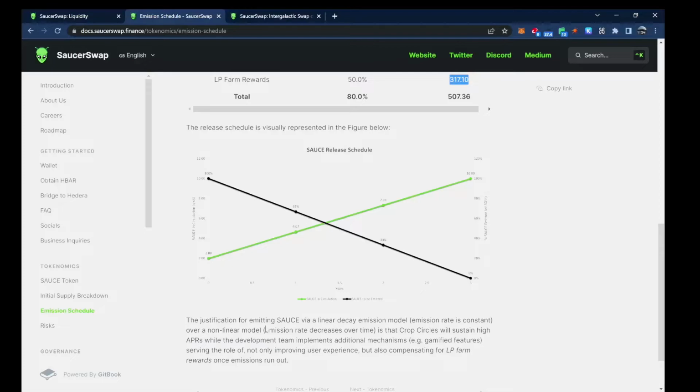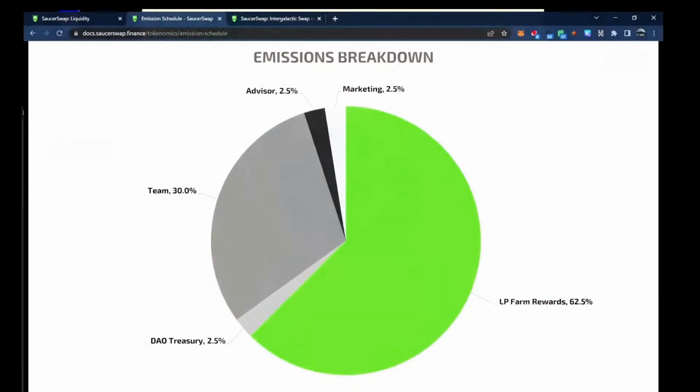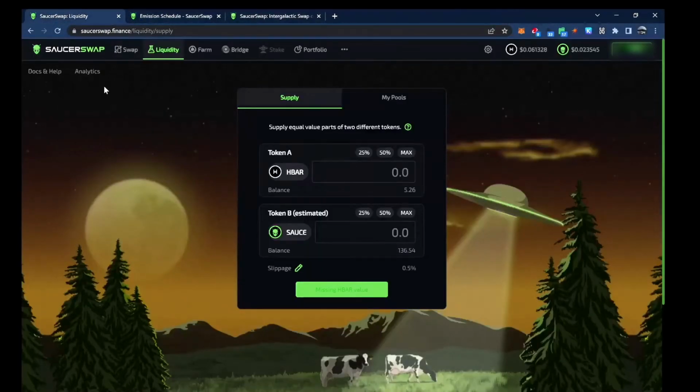And as you can see here, the SaucerSwap team have opted for the linear decay model to ensure the farms sustain higher APRs over a longer period of time, whilst they introduce additional features to the DEX. I'll now demonstrate how to actually do a quick swap using liquidity pools.